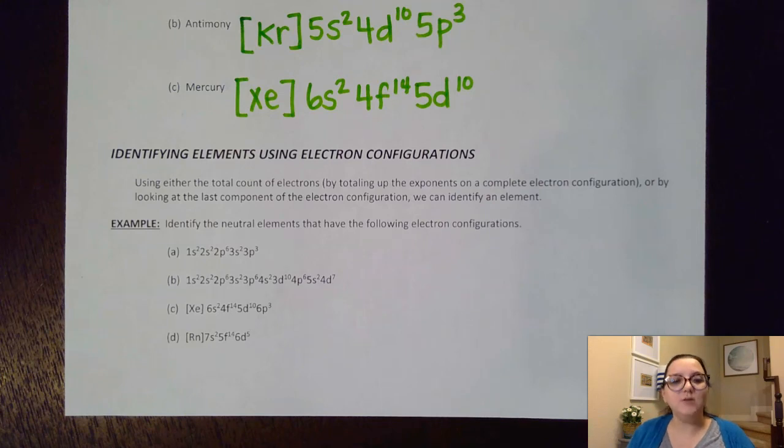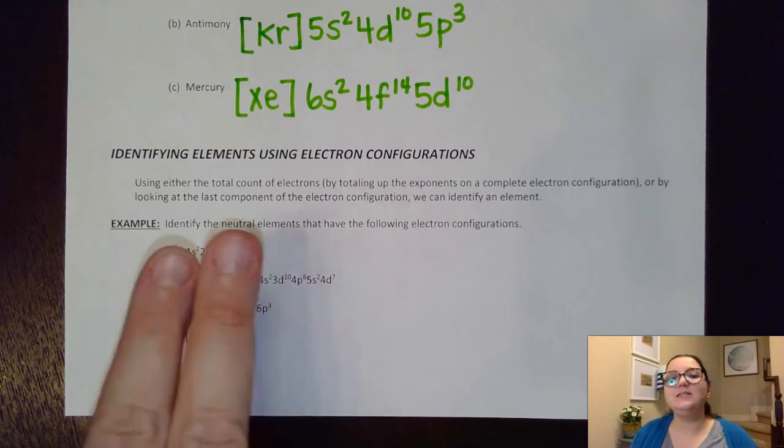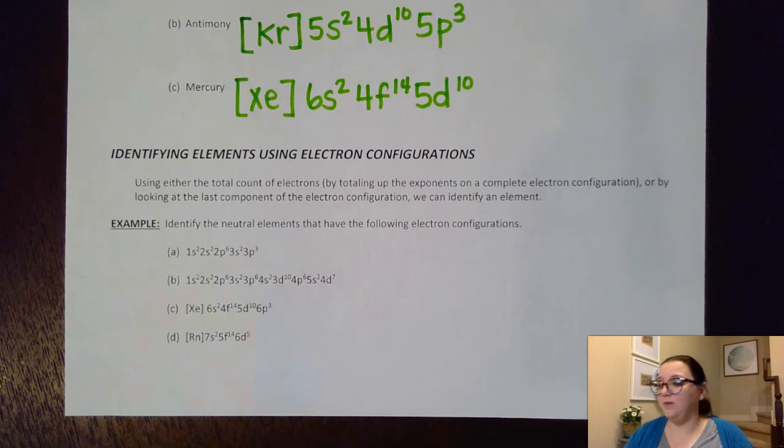So what I want you to do is take just a moment and see if you can figure out what elements these are. And you don't have to put a name, you can just put a symbol, and that would be good enough. All right, did you try those out? Did you see what you came out to be?